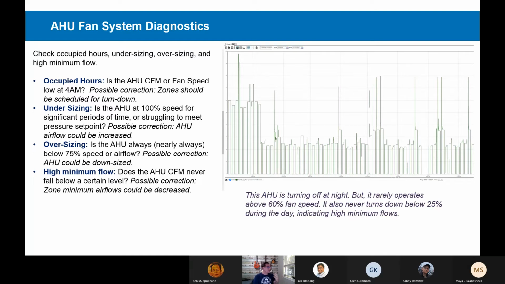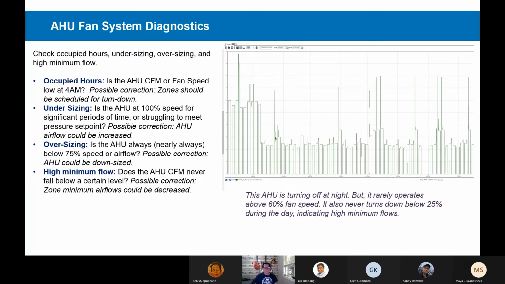And then the undersizing and oversizing tests are similar. If you have a fan that's sitting at 100% speed and not making pressure set point, that would indicate undersizing. Oversizing can look very much like what you're seeing on a screen. This fan never gets above 75%, and it spends a huge block of time down at 25% fan speed. So as designers, we really want to pay attention to the sizing of this.